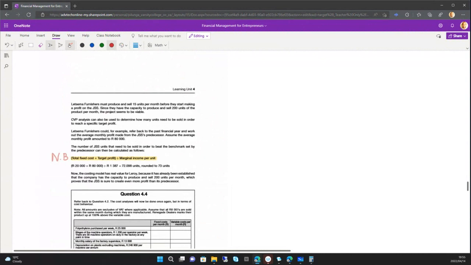The total fixed cost plus the target profits. So if, for instance, we have a particular target that we want to reach, let's say maybe 5K of profit. Remember, all these calculations were to help us find the break even. Break even means where we make zero profit.